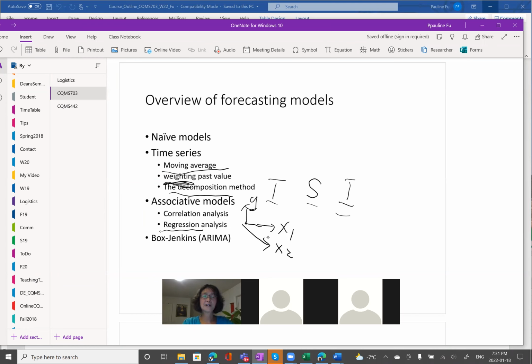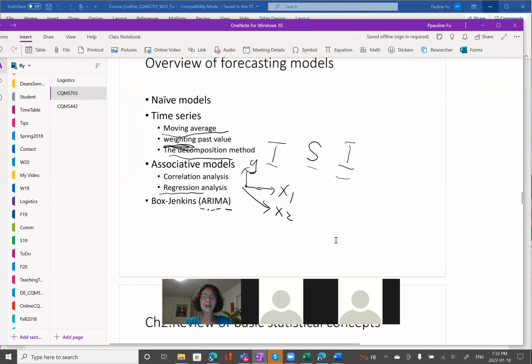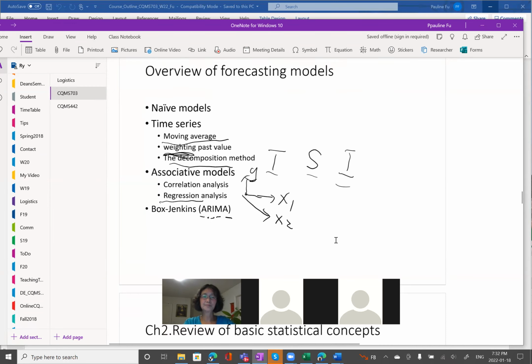Okay. Finally, there is a famous forecasting model, Box-Jenkins, also called ARIMA. ARIMA stands for auto-regression integrated with moving average. We'll talk about that toward the end of the semester. So those are the overview of forecasting models. Any questions?